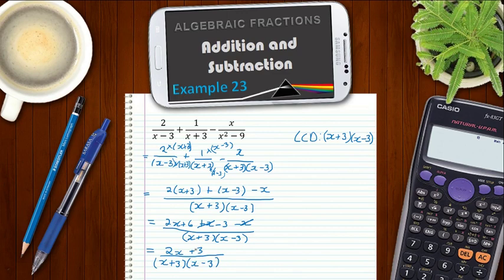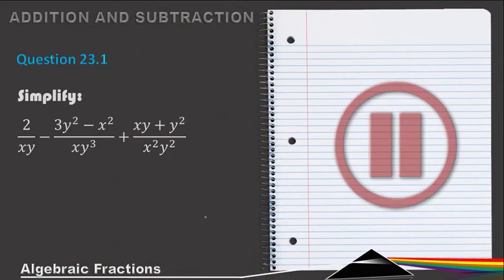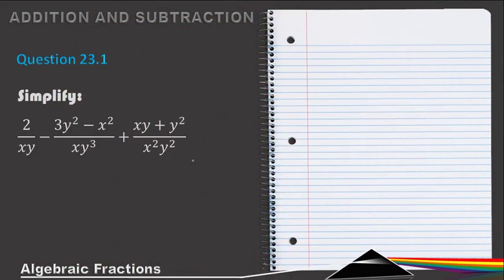Now in some cases we can simplify this further by factorizing again and then cancelling, although in this case this is its simplest form. So for question 23.1, let's first start off by finding our lowest common denominator. Now in this case we have x squared over here, so we need an x squared, and then we have y cubed, so that's also what we need.